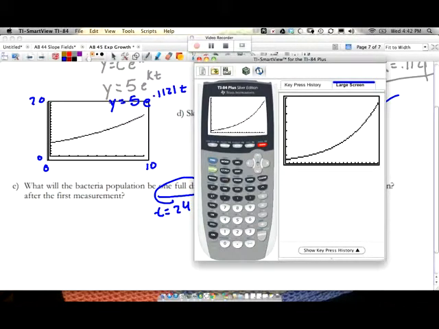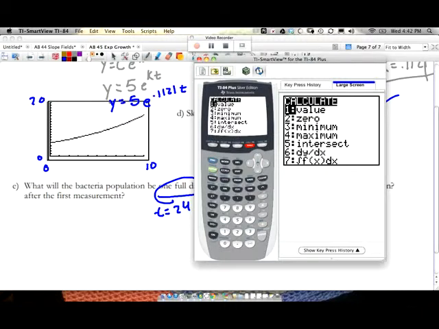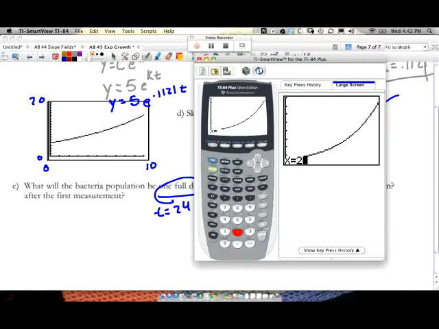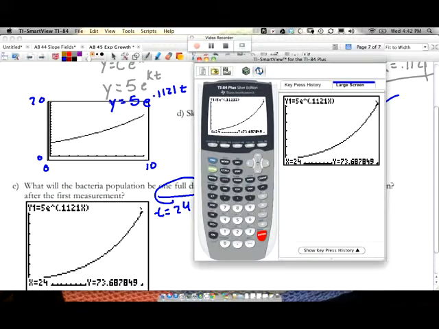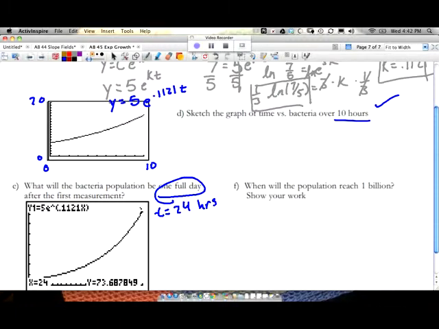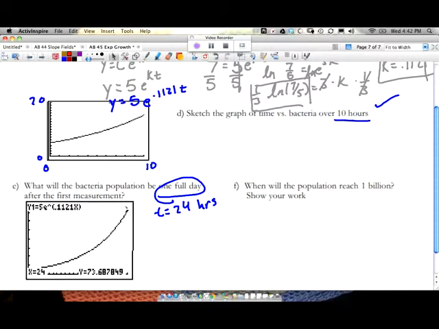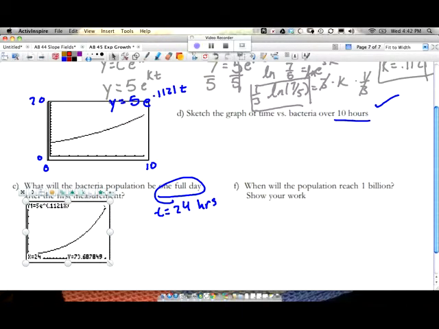Let's calculate it. How do I calculate? Second, calculate value. When do I want to calculate? I want to calculate it at 24. When x equals 24 hours, or when t equals 24 hours, what's the value? 73.68. So I'm going to copy and paste this into here as well, because that's kind of doing the same thing that we were looking for. There we go. So the answer, 73.687 million.